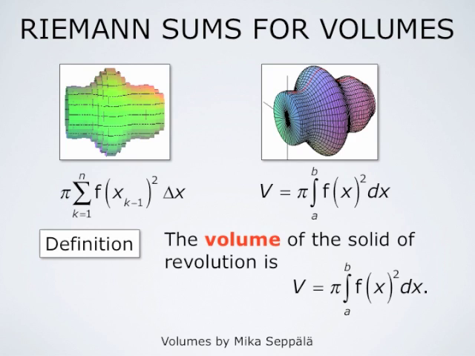But this approximation is a Riemann sum for the integral pi times the integral from a to b of f of x squared dx. Therefore, we conclude that the volume of this solid of revolution is pi times the integral from a to b of f of x squared dx. This is the volume formula.